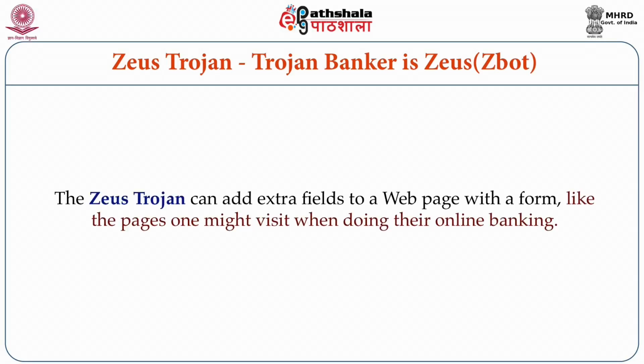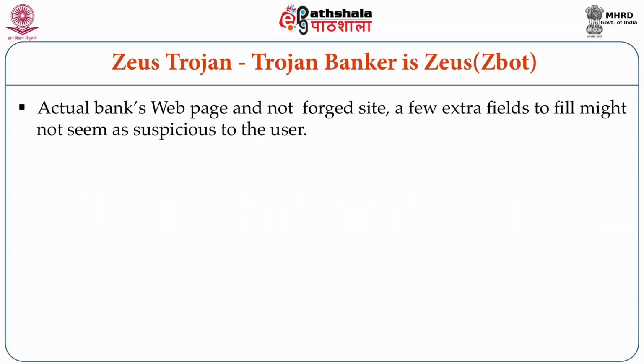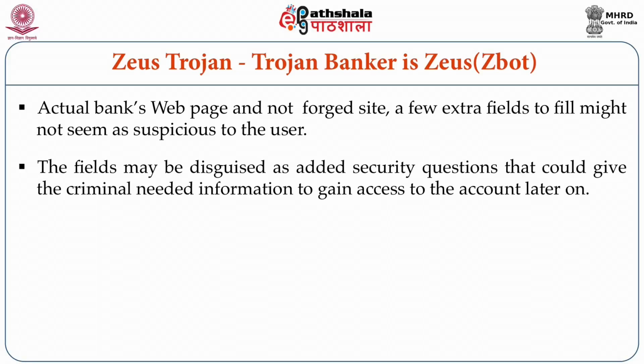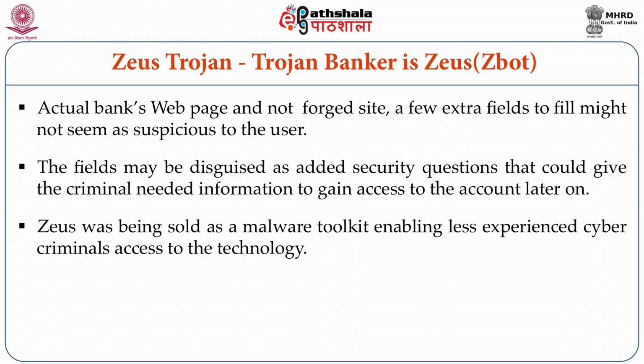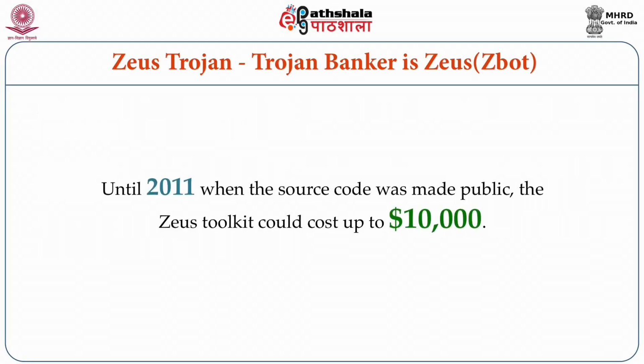The ZeuS Trojan can add extra fields to a web page with a form, like the pages one might visit when doing their online banking. Since it is the actual bank's web page and not a forged site, a few extra fields to fill might not seem suspicious to the user. These parameters may be added as security questions, and they can give the criminal the needed information to gain access. ZeuS was also sold as a malware toolkit, enabling less experienced cyber criminals access to the technology. This ZeuS toolkit could cost up to $10,000.